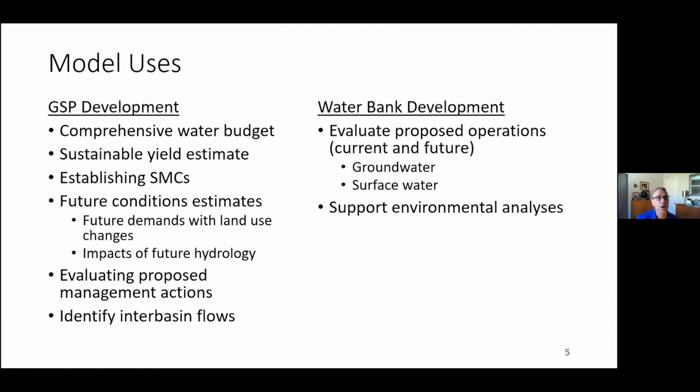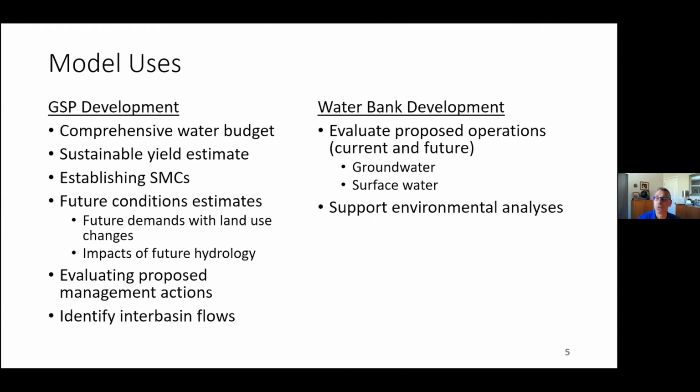So the uses of the model will be for GSP development. That's pretty obvious. There were a lot of good questions, and the answer to a lot of those is we don't know yet. Once we have this model done, we're going to use it to develop comprehensive water budgets for each of these subbasins, sustainable yield estimates, and sustainable management criteria. That's really going to be water levels, storage, and surface water groundwater interaction. This is not a water quality model, so we won't be using it for those purposes.